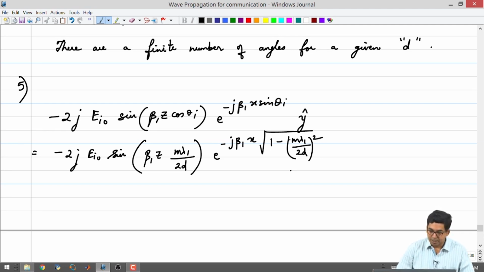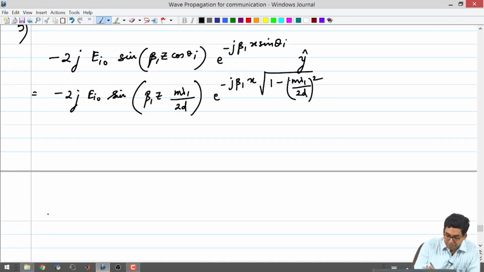Suppose I were to create a new medium to understand this. Let us say that we take the original medium to be beta 1.